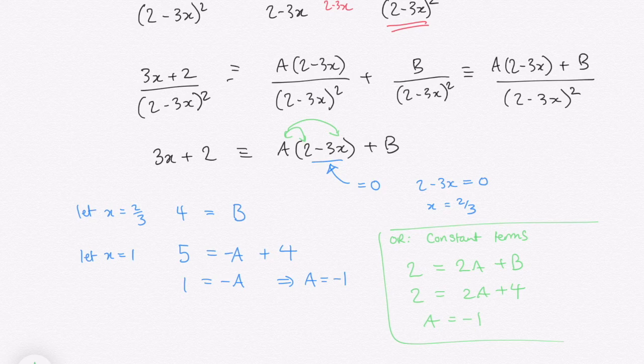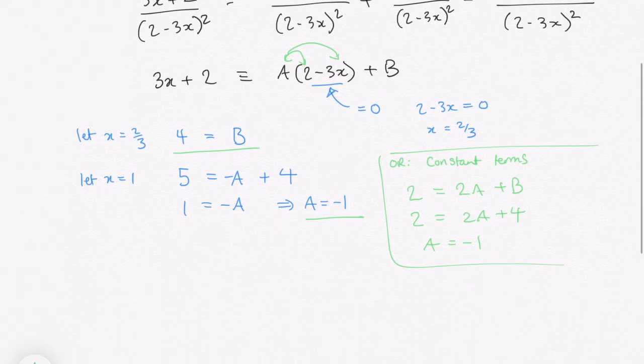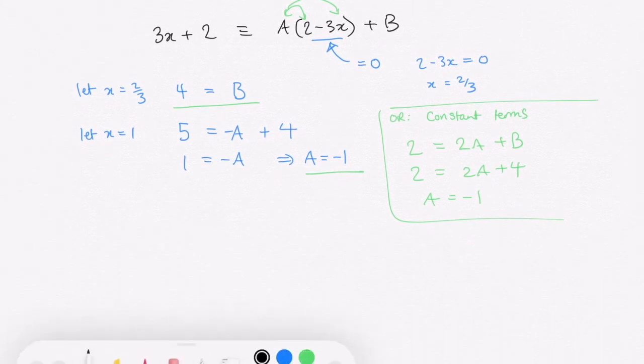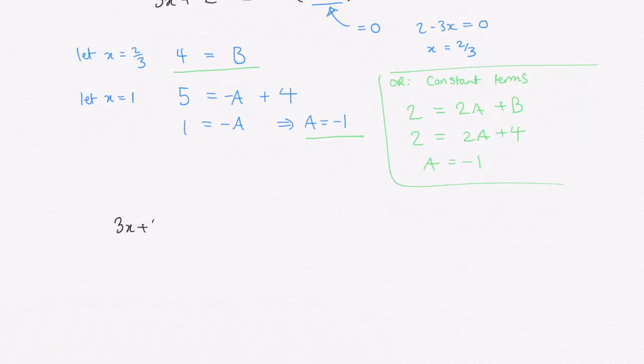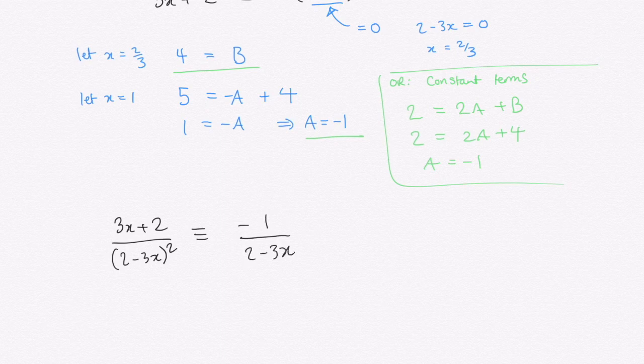So just to conclude, we've calculated that a is negative 1 and b is equal to 4. So writing down our conclusion, this gives us that (3x plus 2) over (2 minus 3x) all squared is identical to minus 1 over (2 minus 3x) plus 4 over (2 minus 3x) all squared.